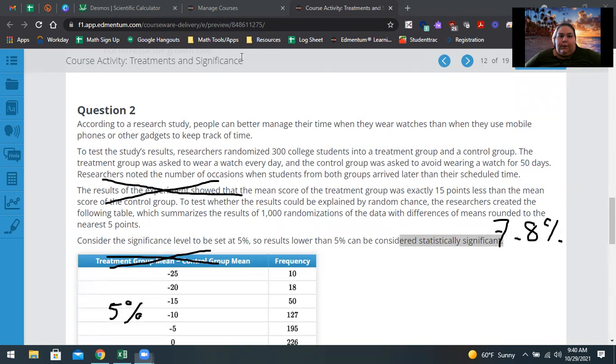So if we go back on here, it says to test the study's results, researchers randomized 300 college students. The treatment group was asked to wear a watch every day. The control group was asked to avoid wearing watches for 50 days. The results of the experiment showed the mean score. Where is the wording? Give me a second here.